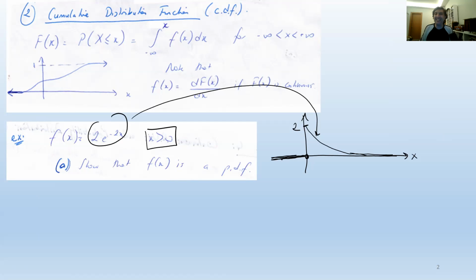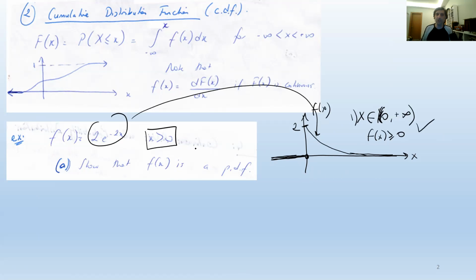Anyway, so it is everywhere the probability density function, or let's just concentrate on the region where x is defined from 0 to plus infinity. So in this region, actually, f(x) is greater than or equal to 0. So the first condition is satisfied.